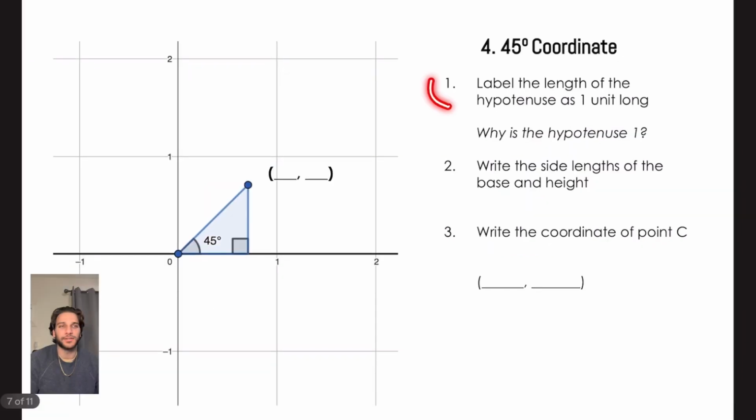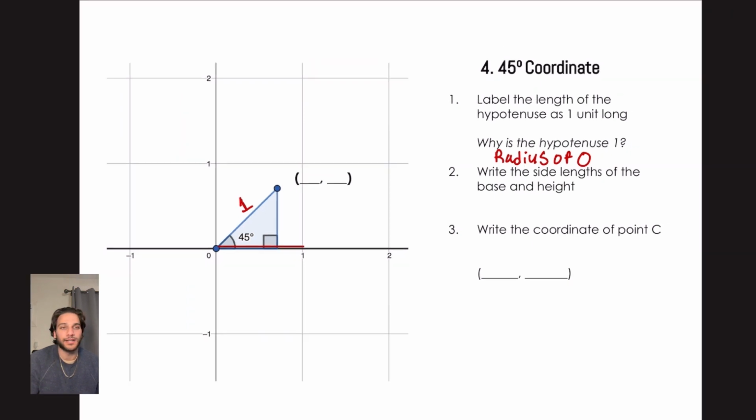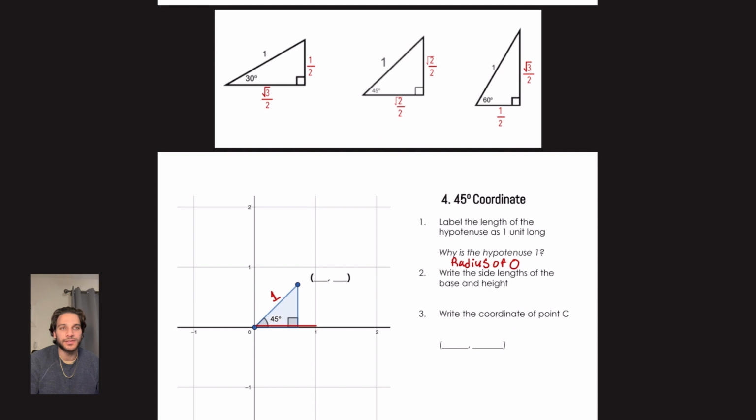So now we're going to do the same thing with the 45-degree triangle. So I'm going to label the hypotenuse as a length of 1. The reason we're using 1 as the hypotenuse is because that's the radius of the circle. So from 0, 0, if we just move 1 around, it's always going to be the same distance. Now we're going to write the side lengths of the base and the height. And so this time we're going to be using that middle triangle that we found. So our hypotenuse is going to be 1. Our theta is going to be 45 degrees. So that's why we're using the middle one.